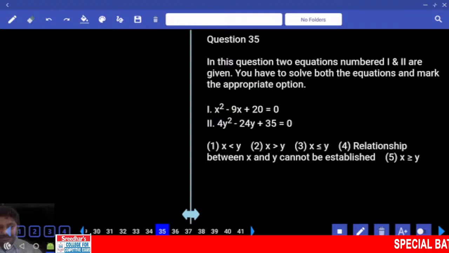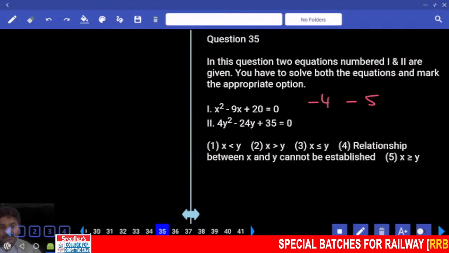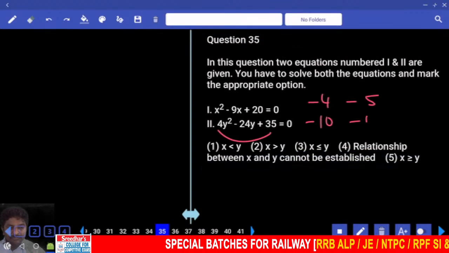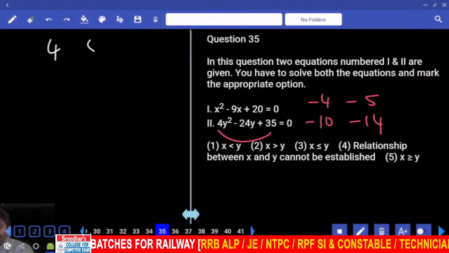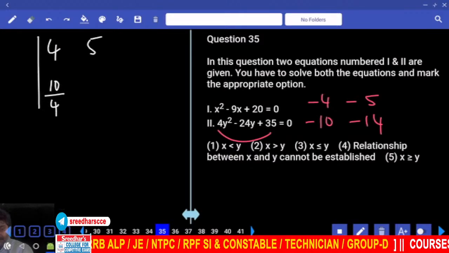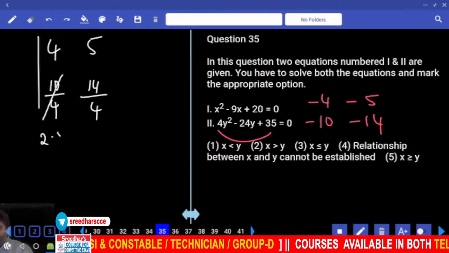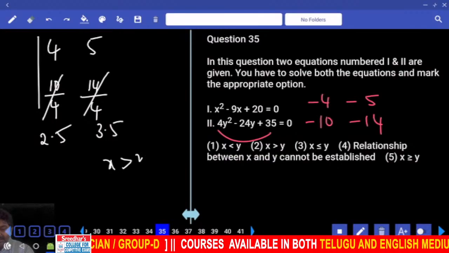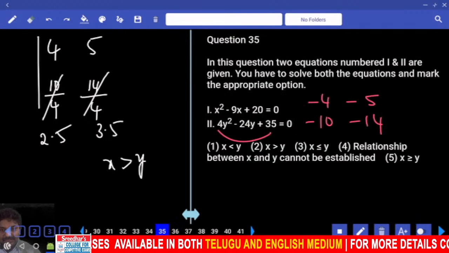Product is 20 4 5 times. Minus 4 minus 5 combination. Product is 140 10 14 times. Minus 10 minus 14 combination. Factors are 4 comma 5 and then 10 by 4 14 by 4. 10 by 4 meaning 2.5 and this is 3.5. X is greater than y. Greater.